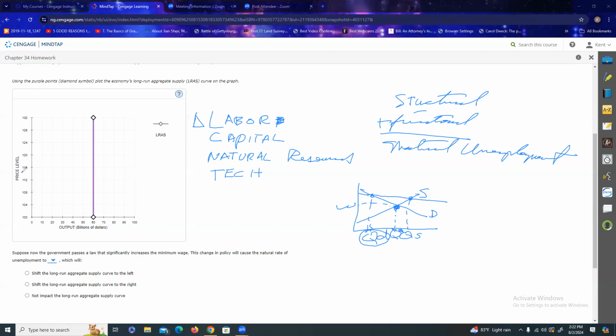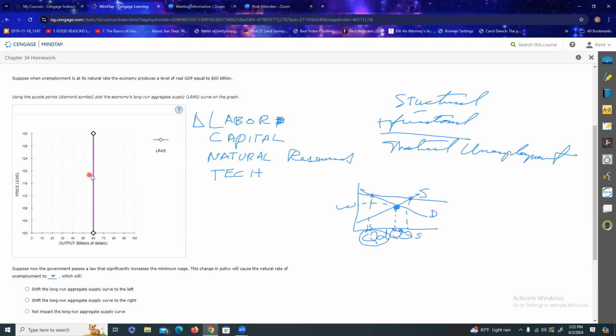Okay, let me try this. Here's the supply curve. It's going to shift over here. Let's try this. Okay, there we go, much better. It's going to shift to the left.